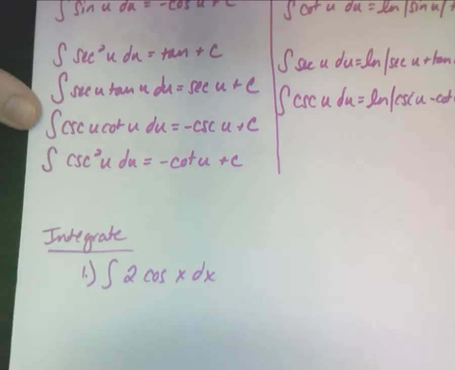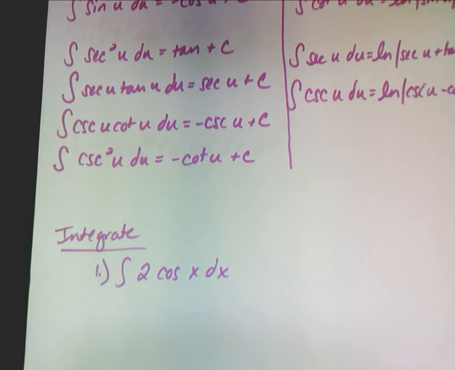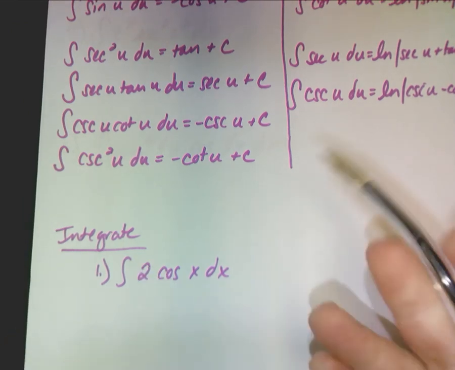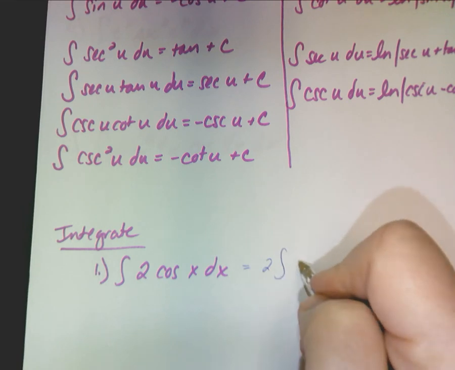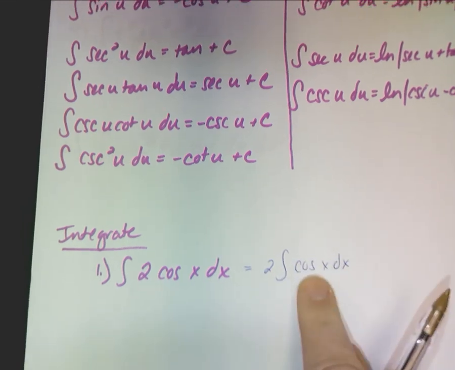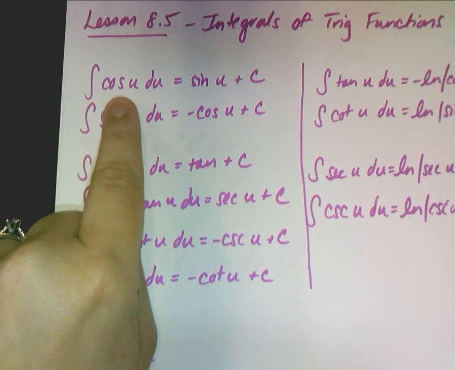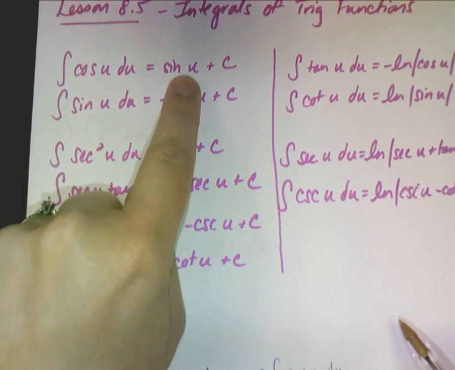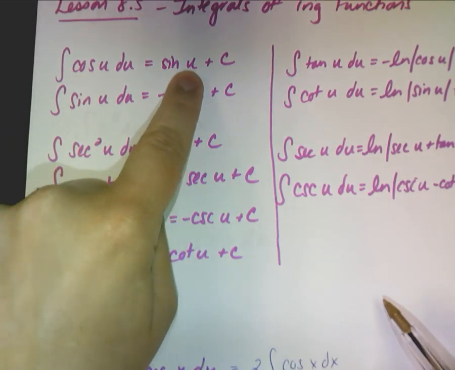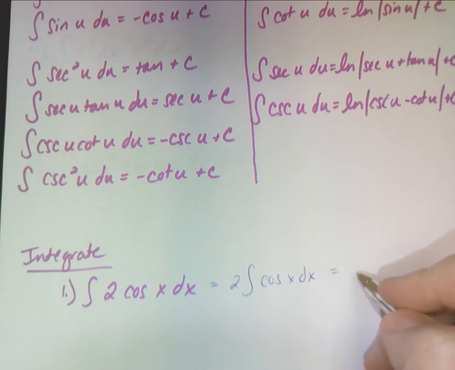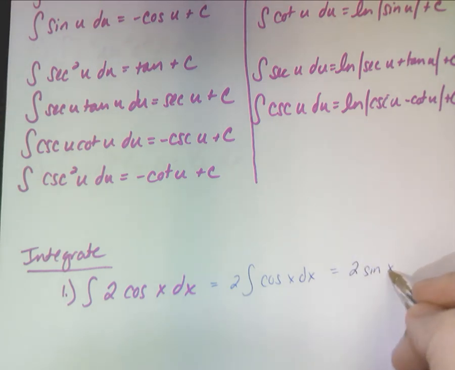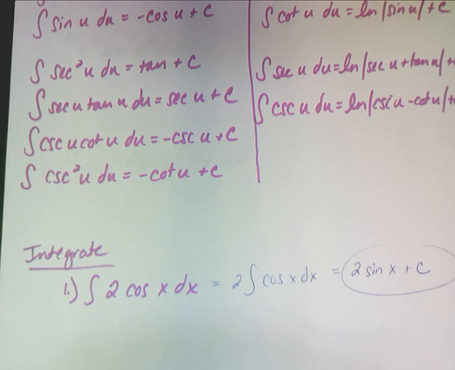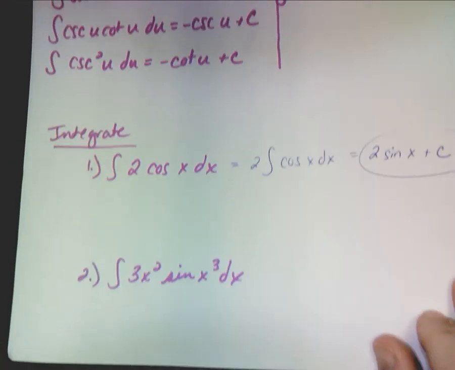Integrate 2 cosine x. Well, again, anything that has that constant in front, you can pull out and then just integrate cosine x dx, which fits this form right here, cosine x dx. So you would just write sine and then put your u, which in this case is x. But that 2 would stay outside. So 2 sine x plus c. Why do we have to write the plus c? Because this is not a definite integral, but we'll get to that. We'll get to that.